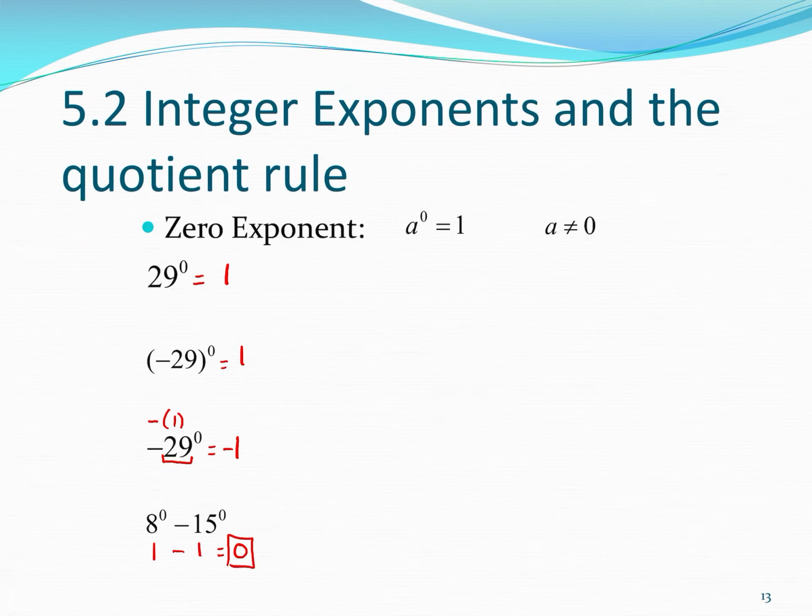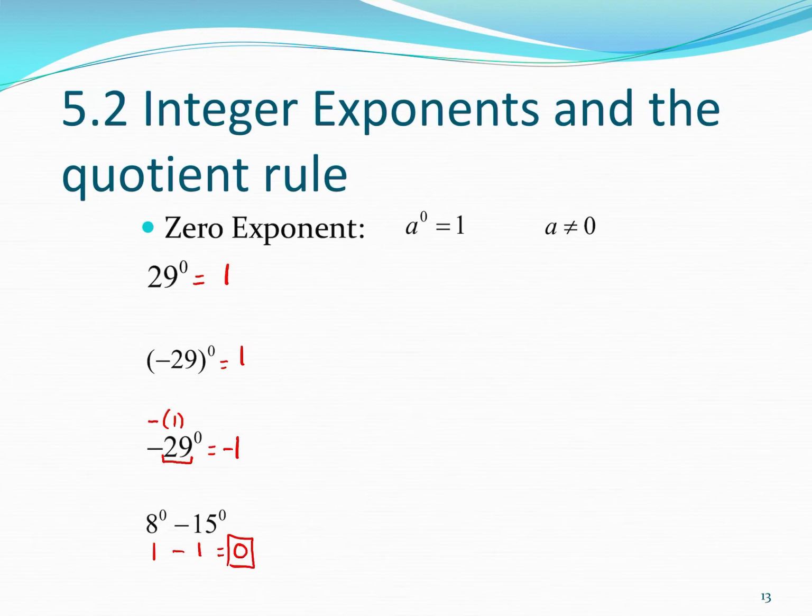So again, that base to the 0 power is 1. And then on the next one, 8 to the 0 power is 1. Minus 15 to the 0 power, which is also 1. 1 minus 1 we know is 0. Okay? So, that rule hopefully is pretty easy.